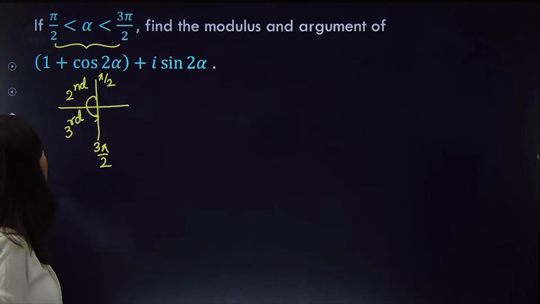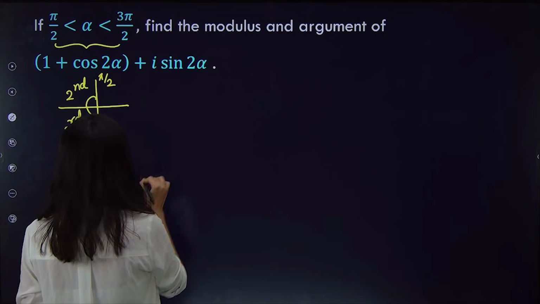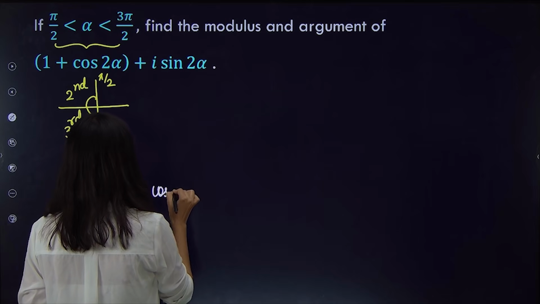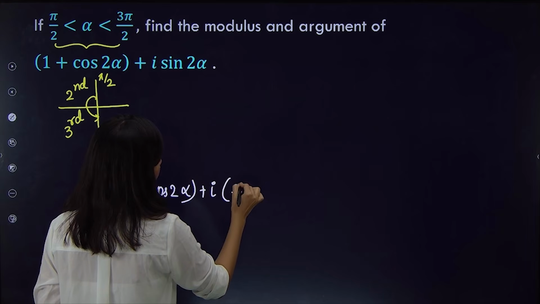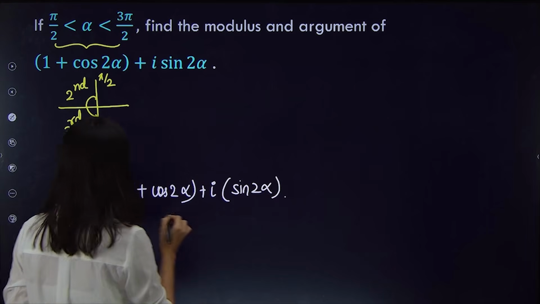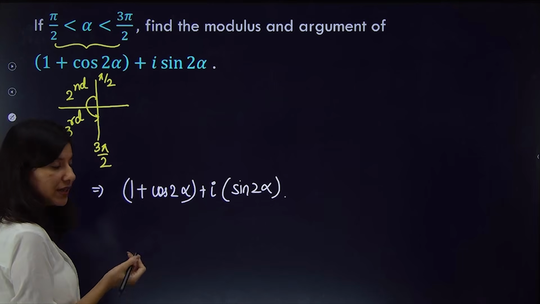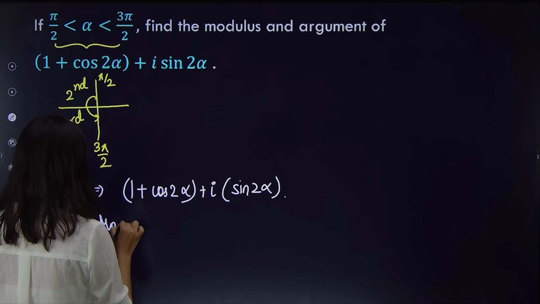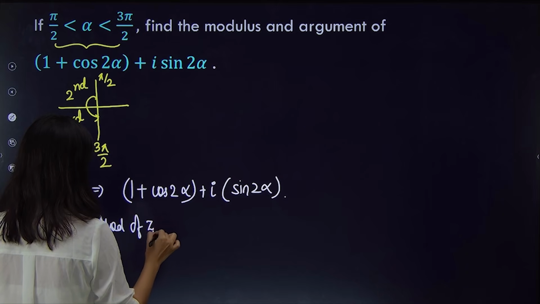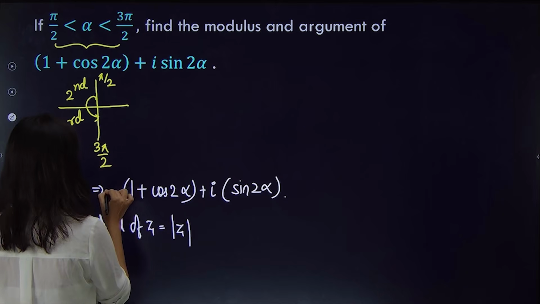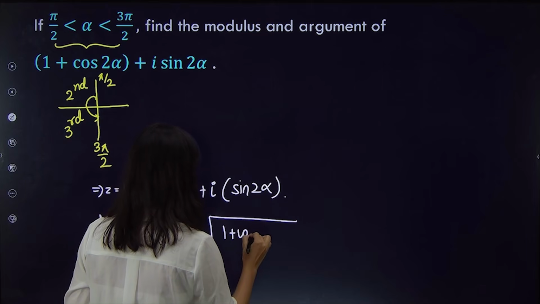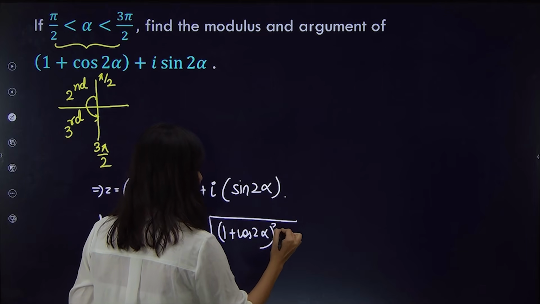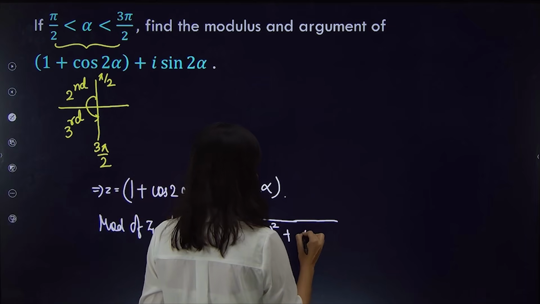Second quadrant, third quadrant. Okay, find the modulus and argument of this: 1 plus cos 2 alpha plus iota sine 2 alpha. Modulus. You know how to calculate modulus? Modulus of z equals mod z. Let us say this is your z, correct? Square root of (1 plus cos 2 alpha) whole square plus (sine 2 alpha) whole square.